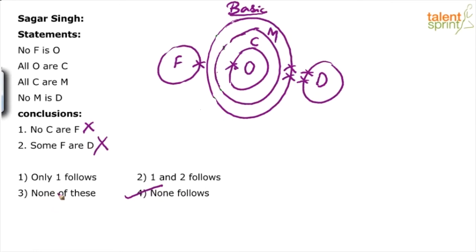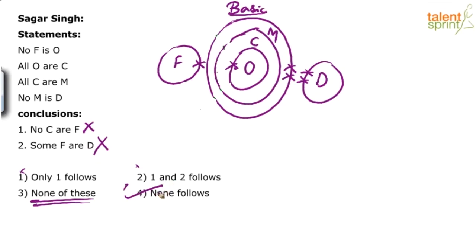Though they look similar, there is a huge difference between option 3 and option 4. Option 3 says none of these. When will you mark this as the answer? Only when conclusions 1, 2 and 4, these three, are wrong. In that case, you will mark none of these as the answer. But here conclusion 4 is correct.